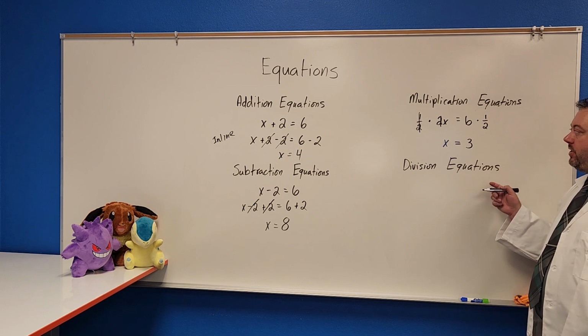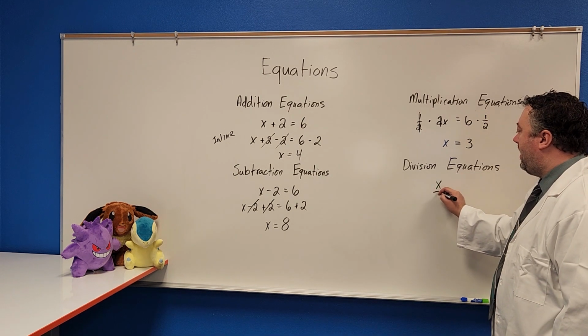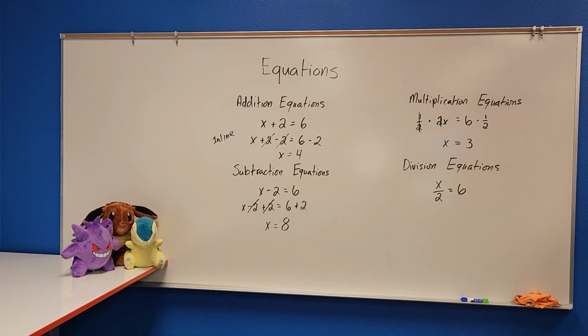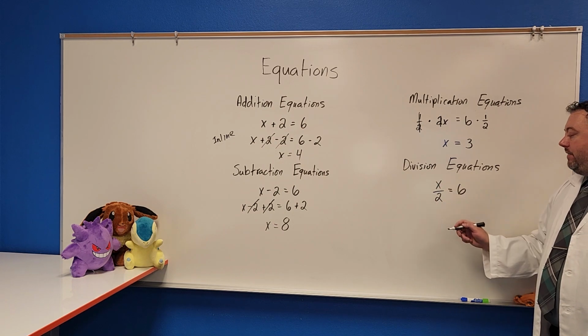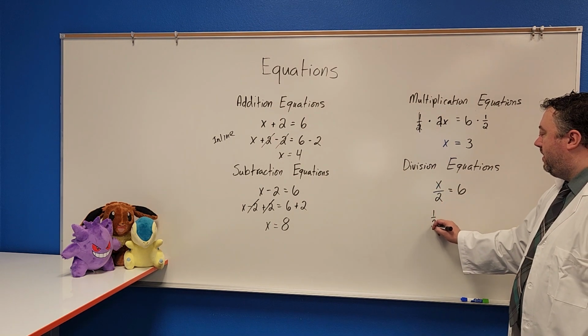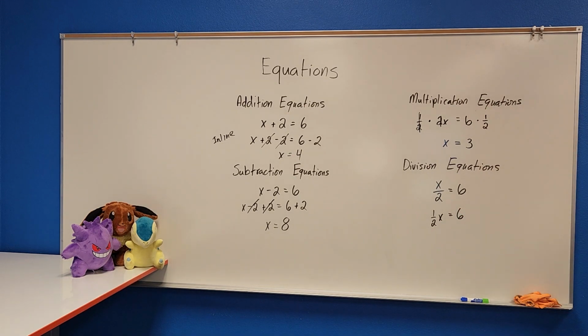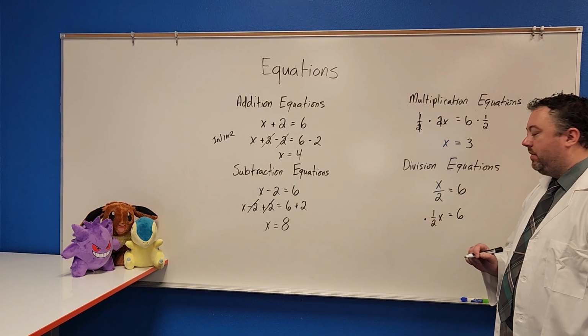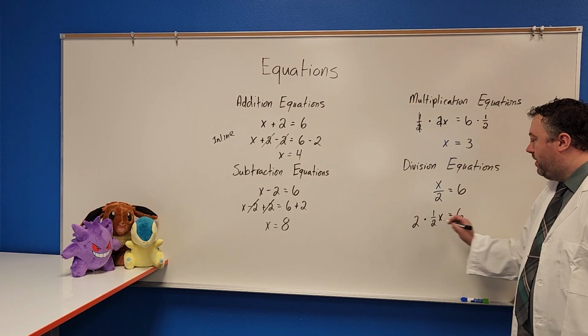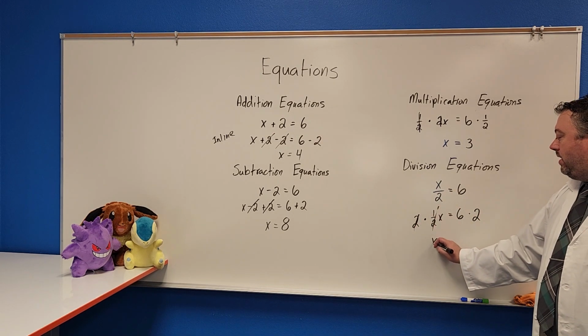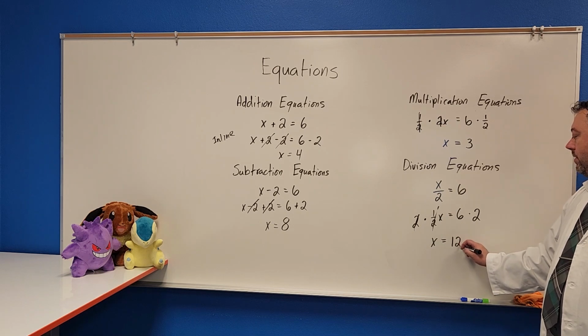Last but not least, division. Here I have x divided by a number. X divided by the number is the same thing as taking x times a fraction, and just like we did with multiplication equations, we're going to do the same thing with division equations, and we are going to multiply by the reciprocal. The reciprocal of 1/2 is 2, so I multiply both sides by 2. The 2 and the 1/2 cancel, and I'm left with x equals 12.